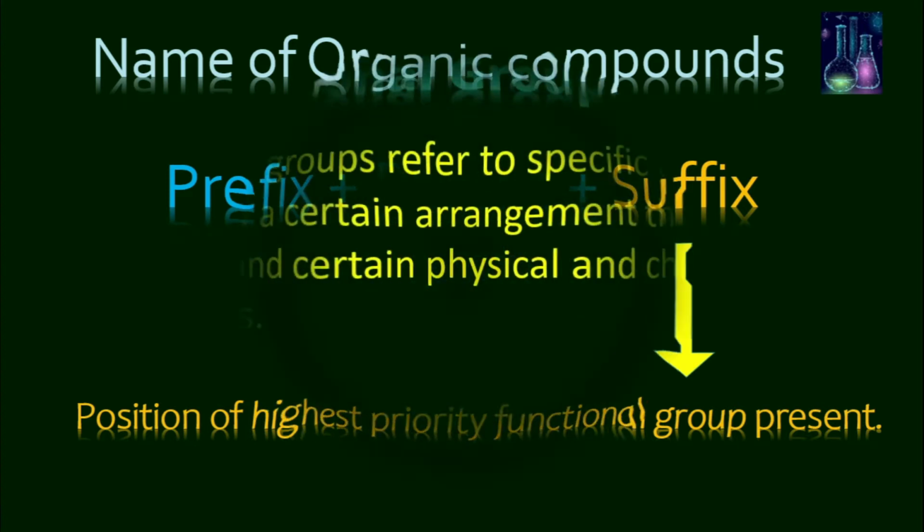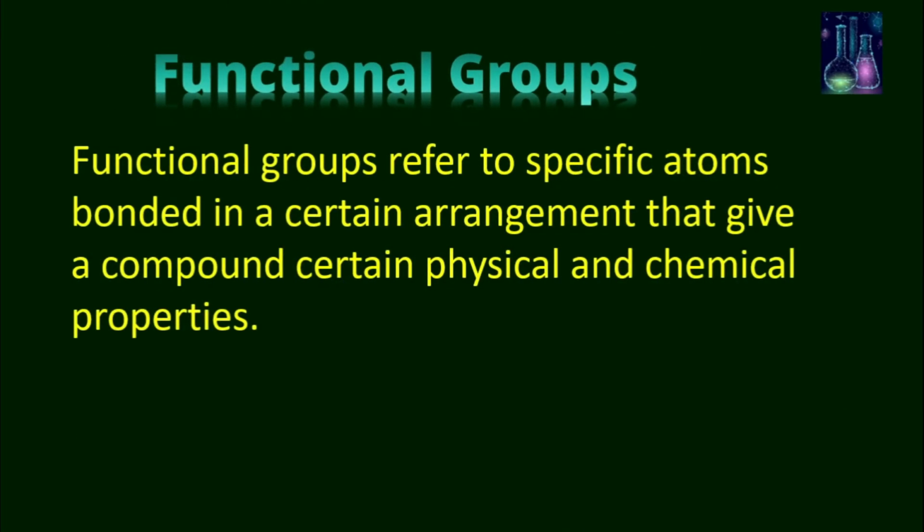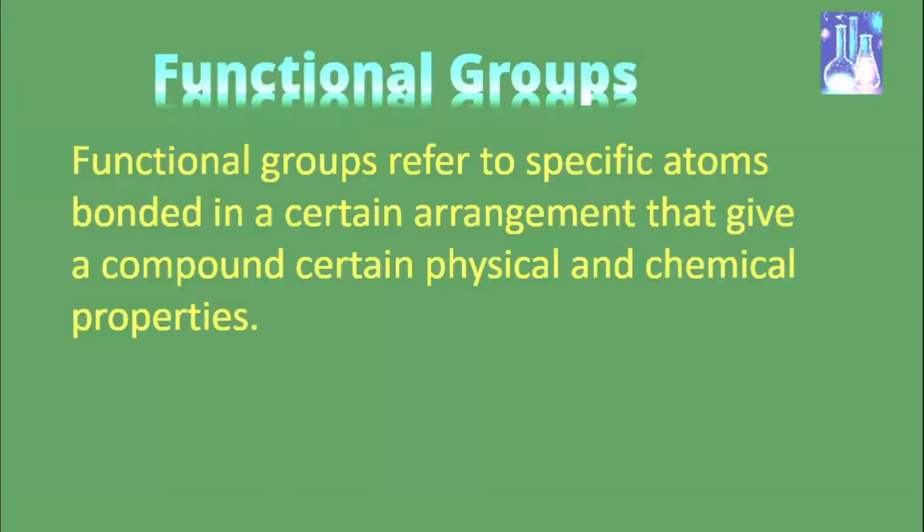So let's begin. What is a functional group? A functional group refers to specific atoms bonded in a certain arrangement that give a compound certain physical and chemical properties. So this is an atom or a group of atoms that are attached to the carbon chain, and it gives certain properties to the molecule. It changes altogether the physical and chemical properties.